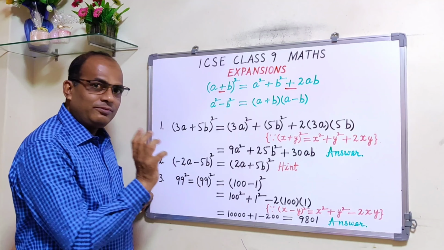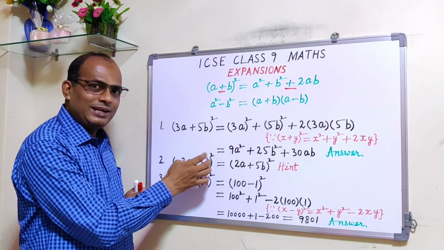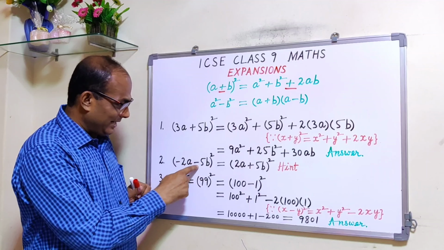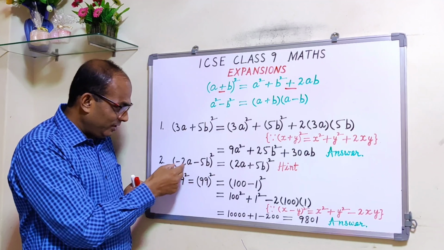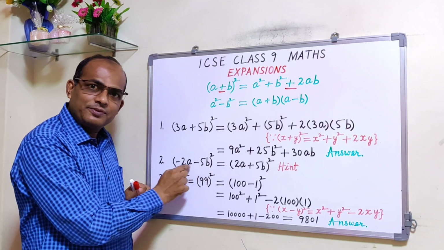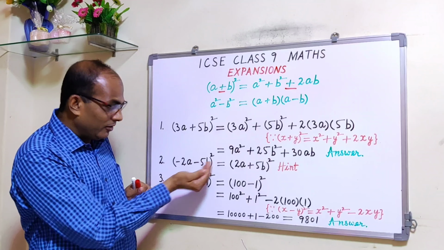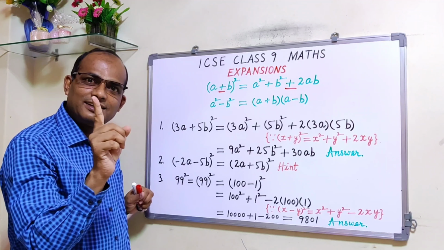Minus. Now some of the students apply the a minus b whole square formula, and in between they make some mistakes. What you do, at both the places, you take minus 1 common. When you take minus 1 common, both will become plus. And this minus 1, when it is coming out of the bracket, it will become minus 1 square. So minus 1 square means 1.